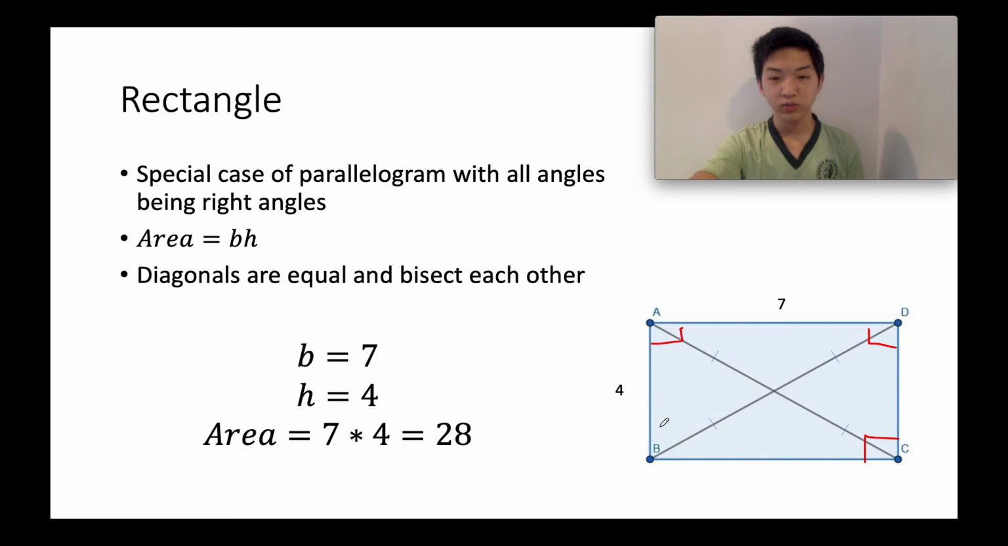So the area is equal to base times height, or length times width. You can call it either way, it's the same thing. And diagonals are equal, and they bisect each other. So that means that this segment is equal to this segment, which is also equal to this segment, which is equal to this segment.